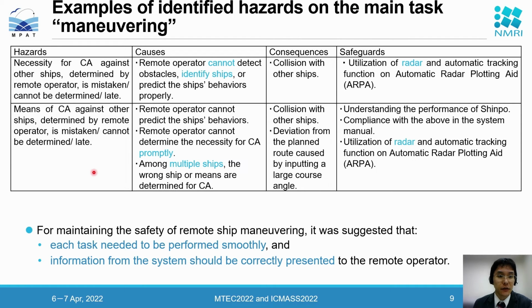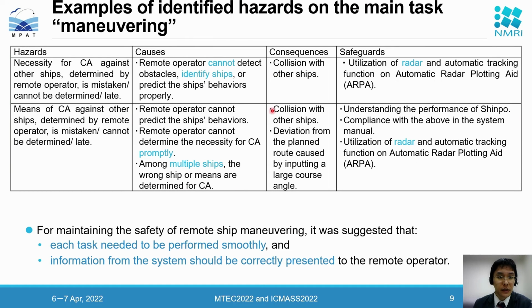The next hazard was that the means of collision avoidance against another ship is mistaken. The cause of this hazard was that the remote operator cannot predict the ship's behaviors. The remote operator cannot determine the necessity for collision avoidance promptly, or among multiple ships, the wrong ship or means are determined for the collision avoidance. Possible additional safeguards for this hazard were understanding of the performance of Shinpo, or utilization of radar and automatic tracking function, and so on.